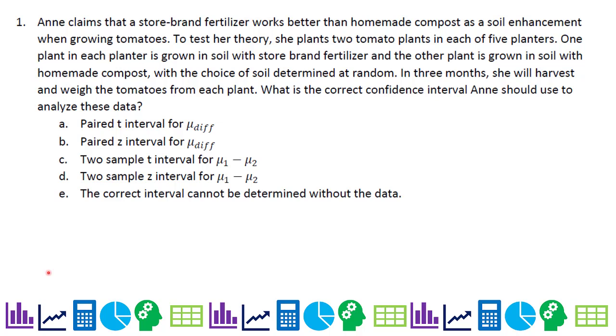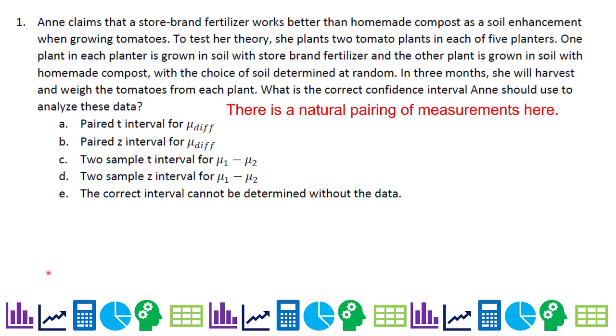To test her theory, she plants 2 tomato plants in each of 5 planters. 1 plant in each planter is grown in soil with store-brand fertilizer, and the other plant is grown in soil with homemade compost. They randomly choose which plant gets which. In 3 months, she will harvest and weigh the tomatoes from each plant. What is the correct confidence interval Anne should use to analyze these data?